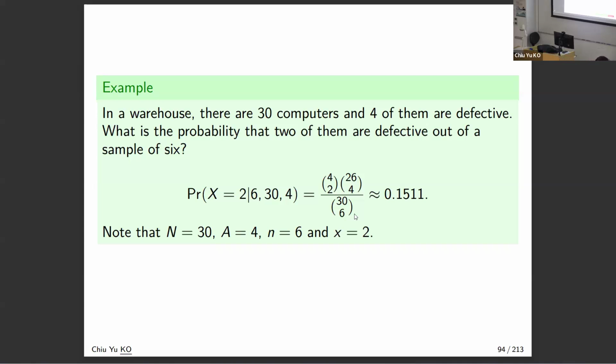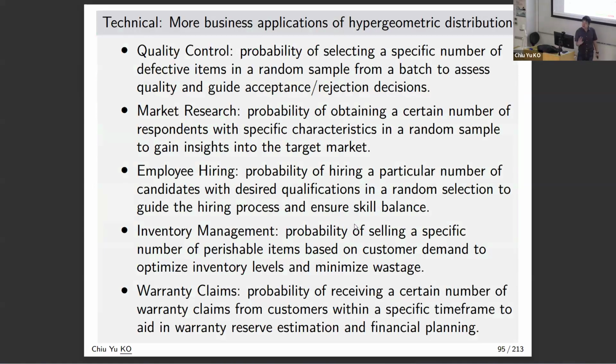So it depends on how you draw the sample. If you draw something out and put it back, then we use binomial, which has n is 6, p will be 4 over 30, right? But if we draw things together and take them out, then it becomes hypergeometric. So it really depends on whether they put it back, right? But of course, if big N is super big, there's no difference.